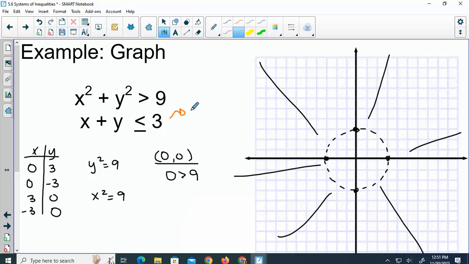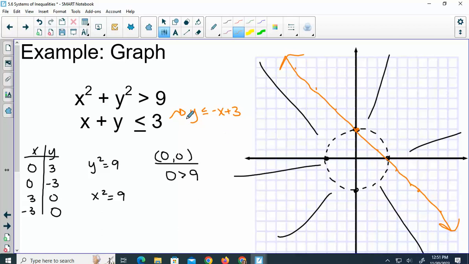This one, if we solve for y, we have y is less than or equal to negative x plus 3. So that's just a line. Y-intercept 3, slope is negative 1. Solid or dashed? Okay. And then you figure out where to shade.